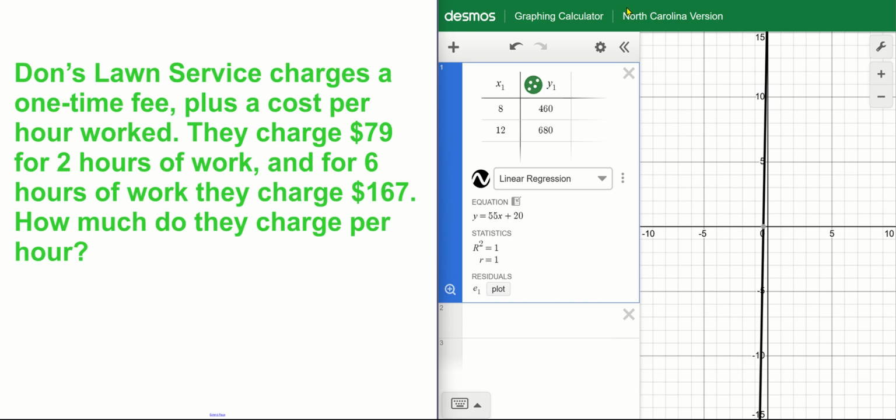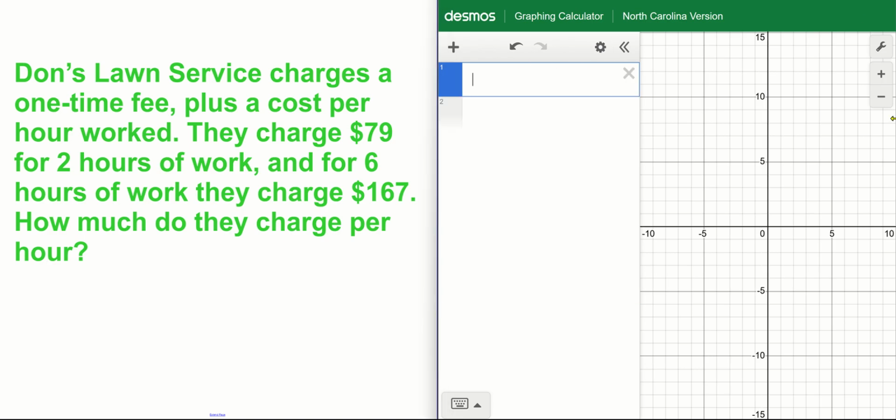All right, y'all try this one. Don's Lawn Service charges a one-time fee plus a cost per hour worked. They charge $79 for 2 hours of work and for 6 hours, they charge $167. How much per hour?